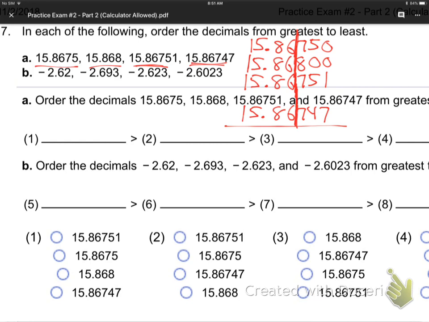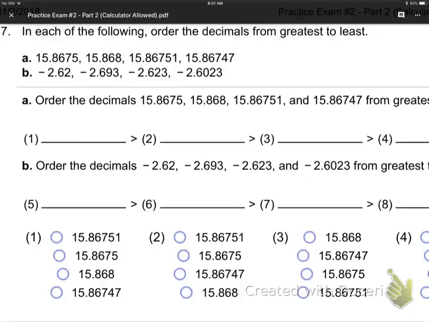So who's the biggest? This guy. He's number 1 because he's got the 8, bigger than the 7. The other ones have 7, 5, right? 7, 5, 7, 5, 7, 4. So he's the last, 7, 4. He's number 4. And then this guy will be number 2. This guy's number 3 because 750 is smaller than 751. There's the order. So you write them down in that order.